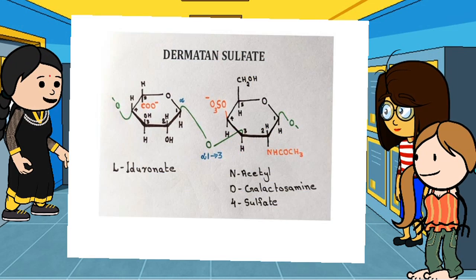So dermatan sulfate is another important glycosaminoglycan which is widely distributed. It is a main glycosaminoglycan of skin and it's composed of N-acetylgalactosamine and uronic acid, or glucuronic acid is the same. So it's widely distributed.